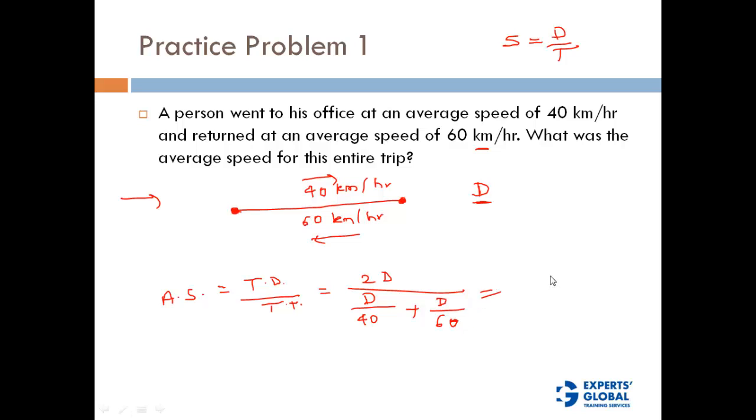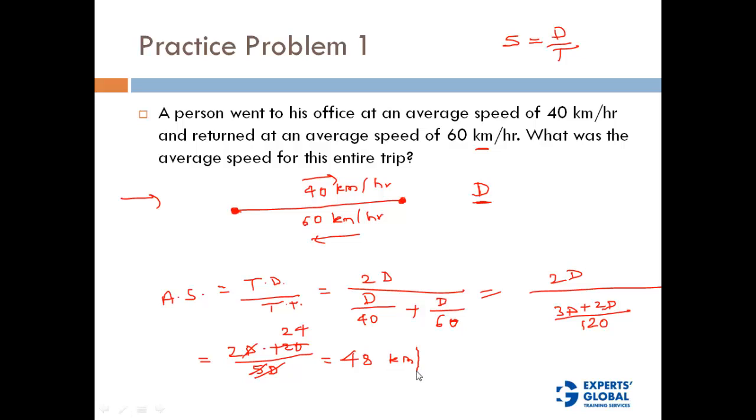Let's simplify this. So what we get is 2d divided by, let's say we bring the denominator to 120, so we get 3d plus 2d. So average speed is equal to 2d into 120 divided by 5d. So d and d get cancelled, 5 and 120 get cancelled. What do we get? We get 24. 24 into 2, we get 48. What is going to be the unit? The unit is going to be kilometers per hour. That is the average speed.